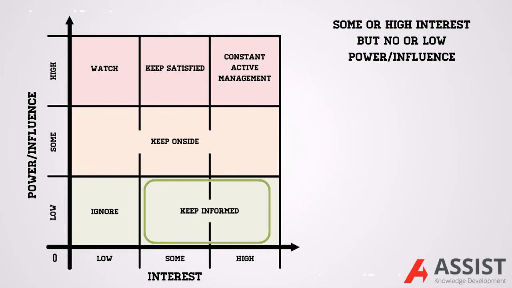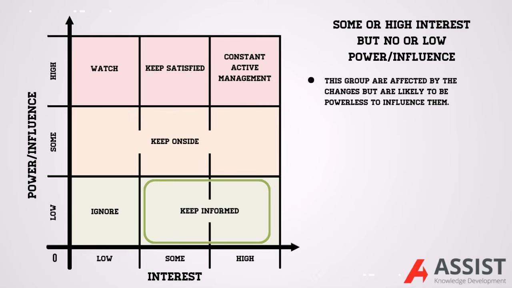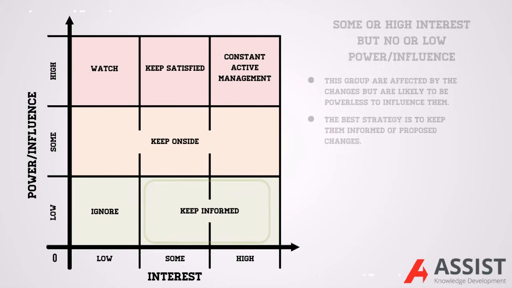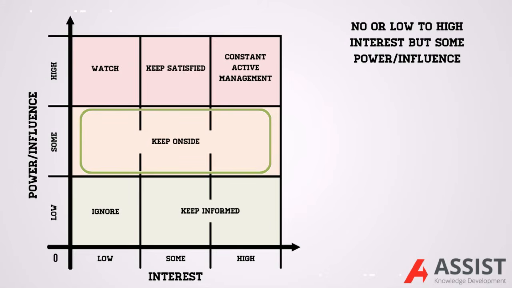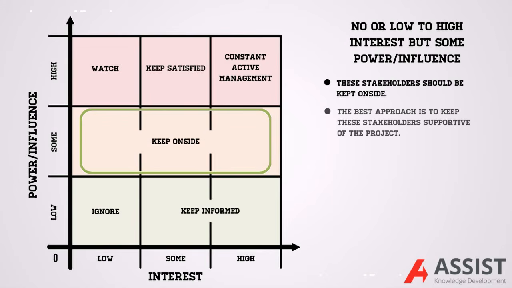Stakeholders with some or high interest, but no or low power influence, are an important group to consider and manage, as they are affected by the changes but are likely to be powerless to influence them. Therefore, the best strategy is to keep them informed of the proposed changes and the reasoning behind them. Next, we have stakeholders with no or low to high interest, but some power influence. We want to keep these stakeholders on side. The best approach is to keep them supportive of the project, possibly through frequent positive communication, but perhaps also by involving them more with the work of the project.